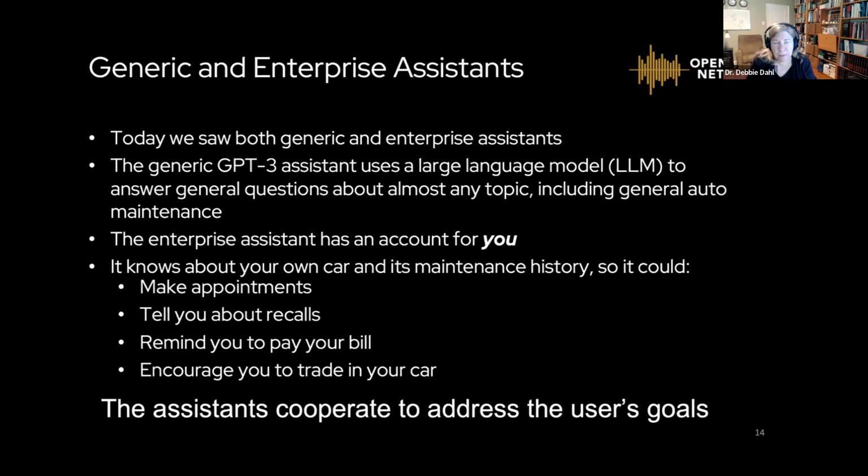But the enterprise assistant has an account and knows about you. It knows about your car, knows about its maintenance history. So besides telling you that you need a tire rotation, it can potentially make appointments, tell you about any open recalls on your car, remind you to pay your bill, or even upsell and encourage you to trade in your car. The large language model can't do that because it doesn't know about you and it doesn't know about your car. So we saw in the demo how the different kinds of assistants can cooperate to address the user's goals. We can go to the next slide.